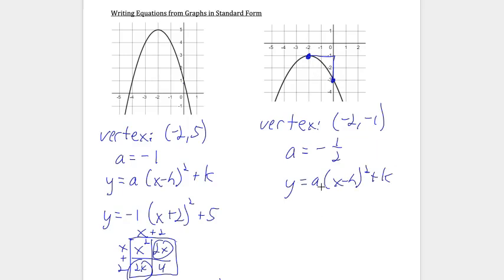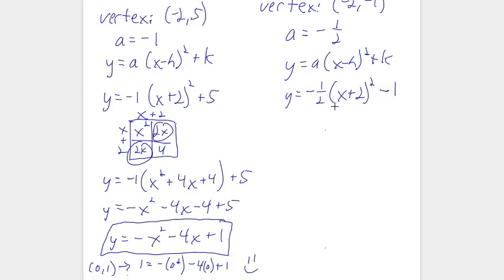Once again, since we know the vertex, we'll go ahead and start with the vertex form and then rewrite it in standard form. Our a is -1/2. Our h is -2, so the part inside parentheses becomes x plus 2, and k is -1. So now we are rewriting this equation into standard form, y equals ax squared plus bx plus c.